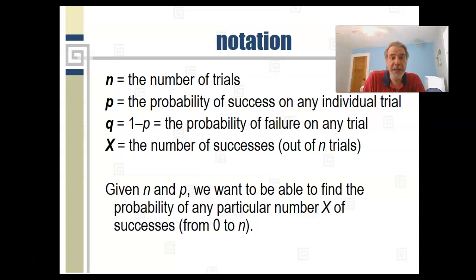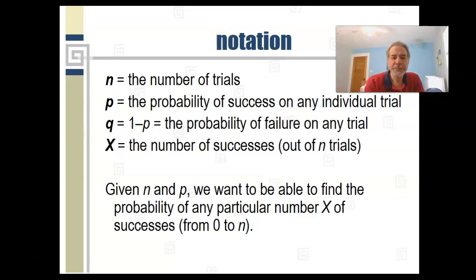P, a lowercase p, represents the probability of success on each individual trial. So each coin has a 50% chance of coming up heads. Each friend has a 60% chance of liking broccoli. Each time the baseball player's up to bat, he's got a 0.3 chance of getting a hit. So that's the P.